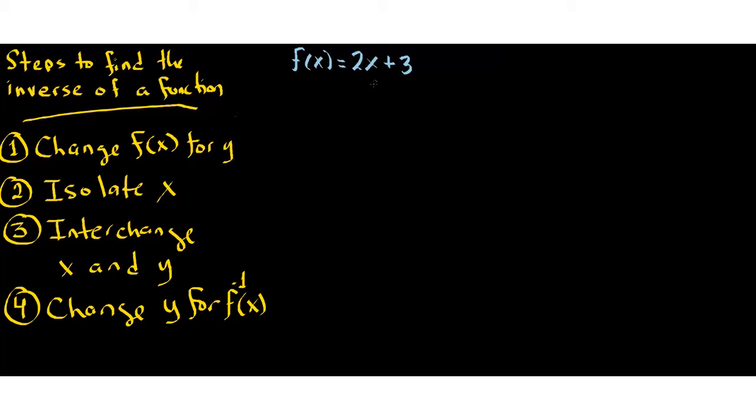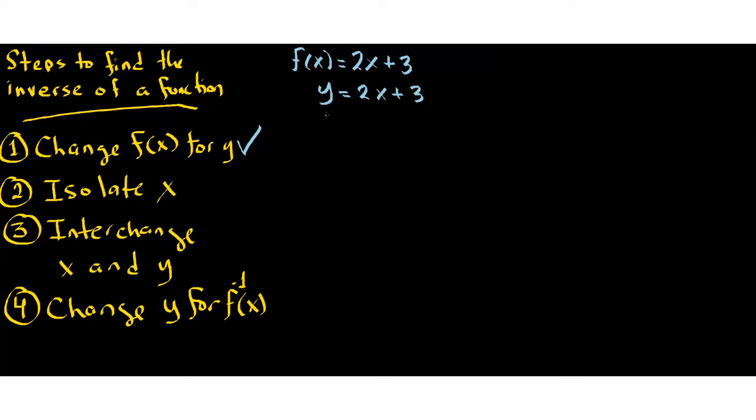Now I'm going to start with the first step, changing f of x for y. Let's get to it. I'm going to write here y is equal to 2 times x plus 3, just literally substituting f of x for y. That's all right for the first step. Now I'm going to get to the second one, isolating x. In other words, I'm going to solve this equation for x.